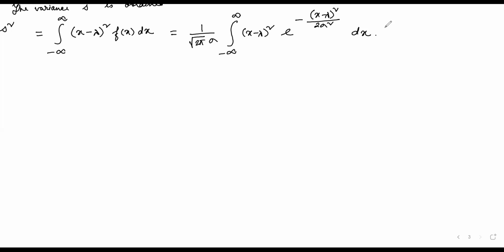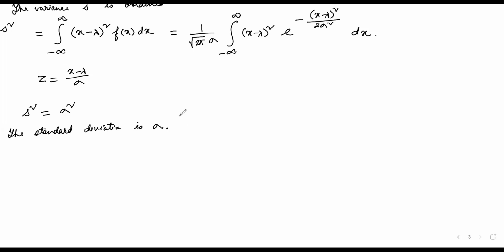If we change the variable from x to z by using the same substitution, that is z equal to (x minus lambda) by sigma, and perform this integration, we find that it turns out to be sigma square. So the variance of the given distribution is sigma square. Therefore, the standard deviation is sigma.